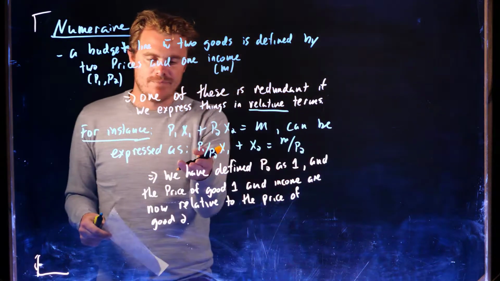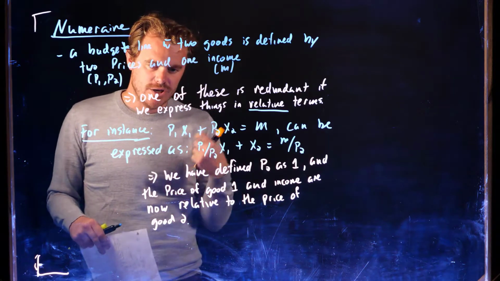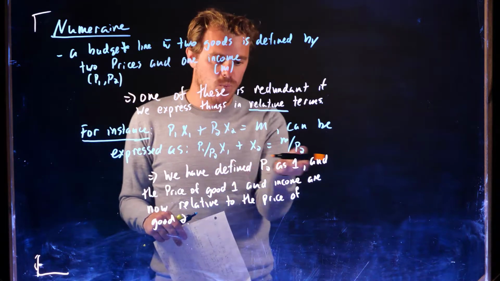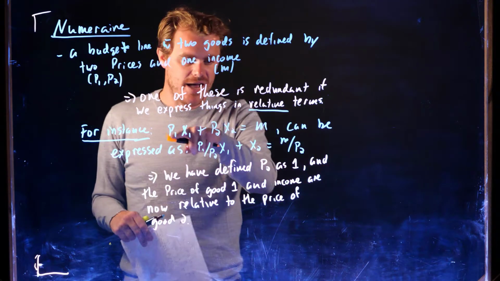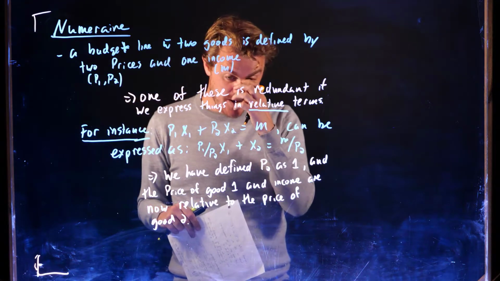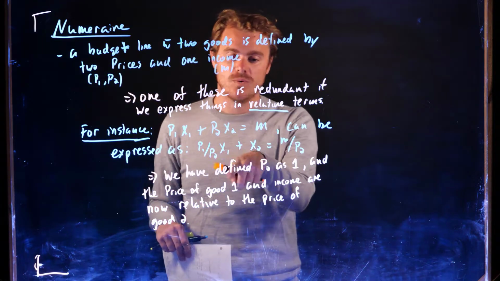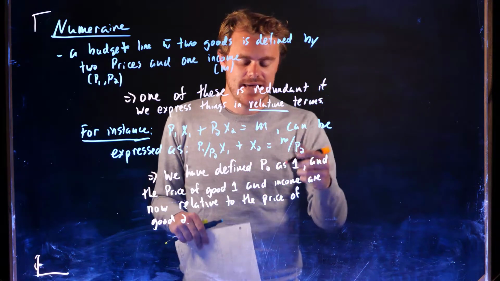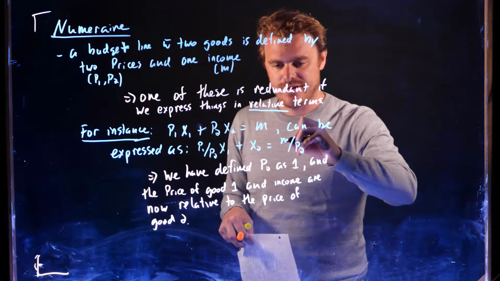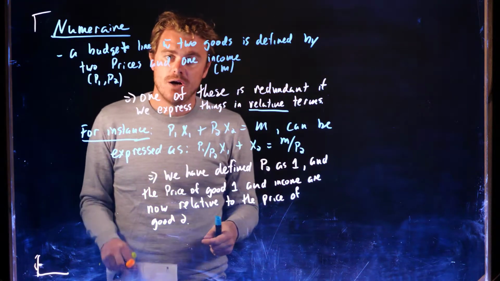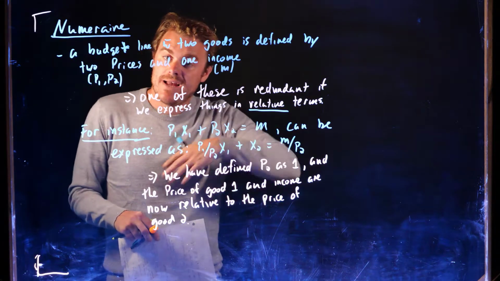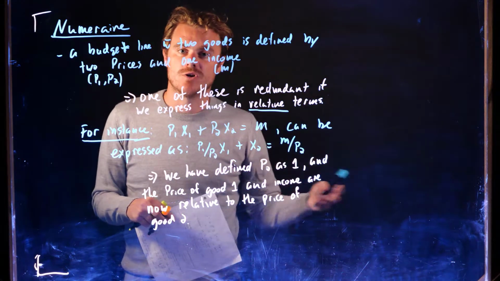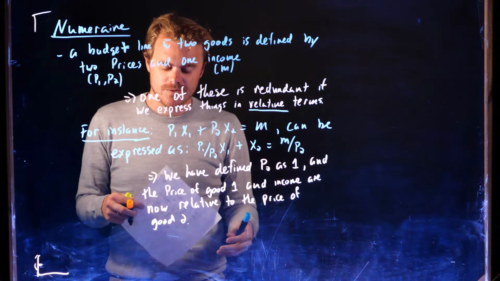We could do the same and use good 1 as the numeraire and define P1 as 1. We can divide both sides of this equation by P1 and we'll get slightly different, right? We get x1 plus P2 over P1 times x2 equals M over P1 if we chose good 1 as the numeraire. Or we could pick the budget as the numeraire. It just depends on what we want to express things in relative terms of. Here we're just using good 2.